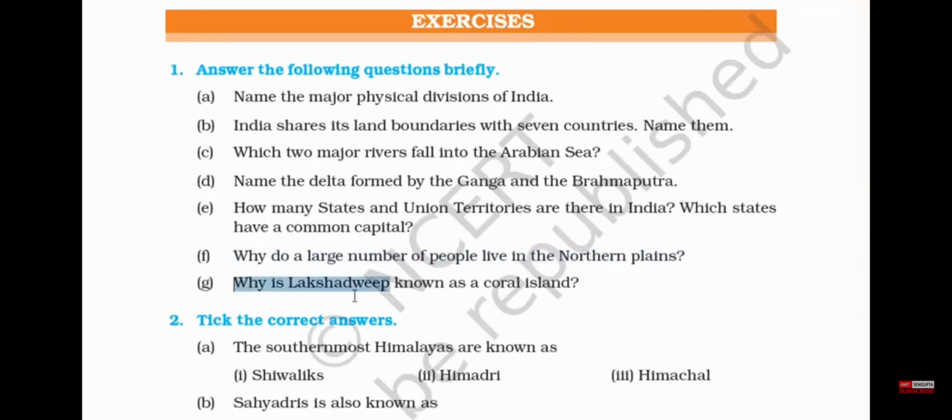Why is Lakshadweep known as Coral Island? Lakshadweep is made of tiny marine animals known as polyps. When these marine animals die, they form something called coral, and these corals, after so many years together, form a huge landmass which becomes a coral island.